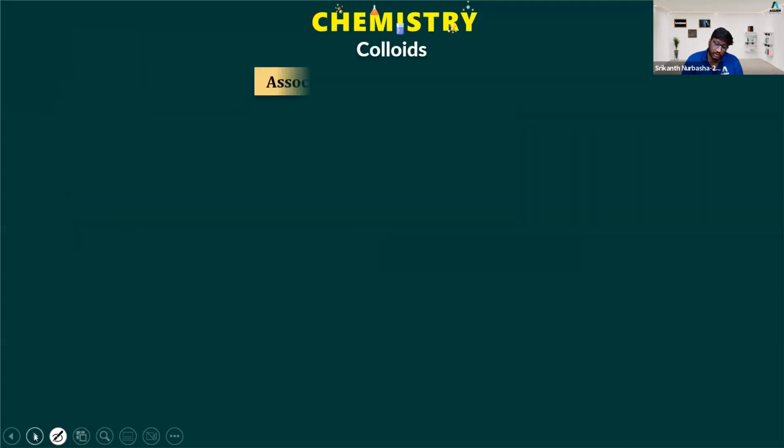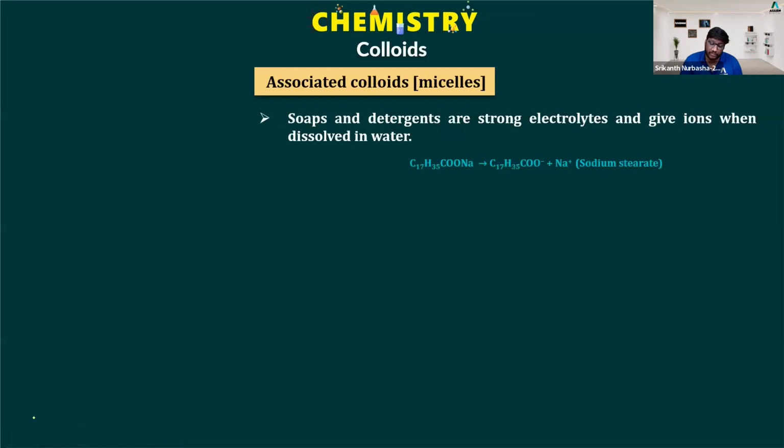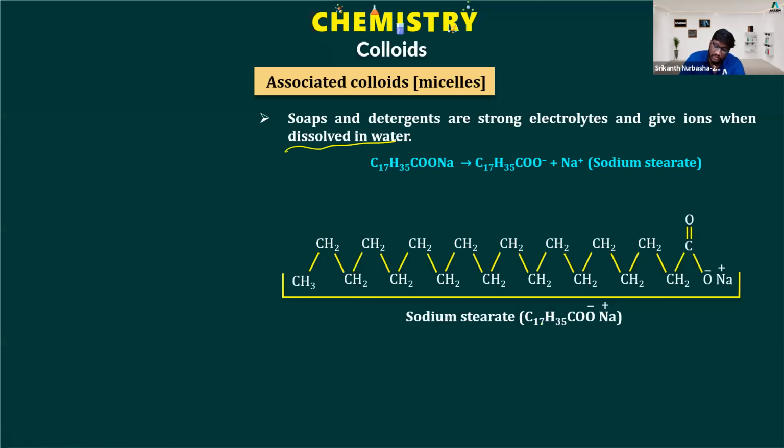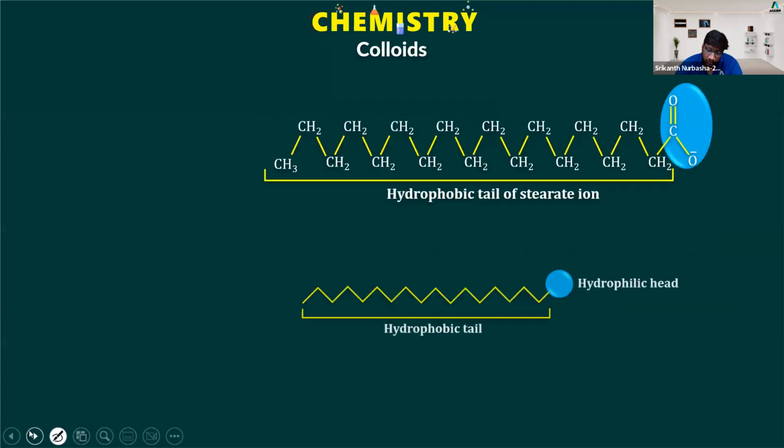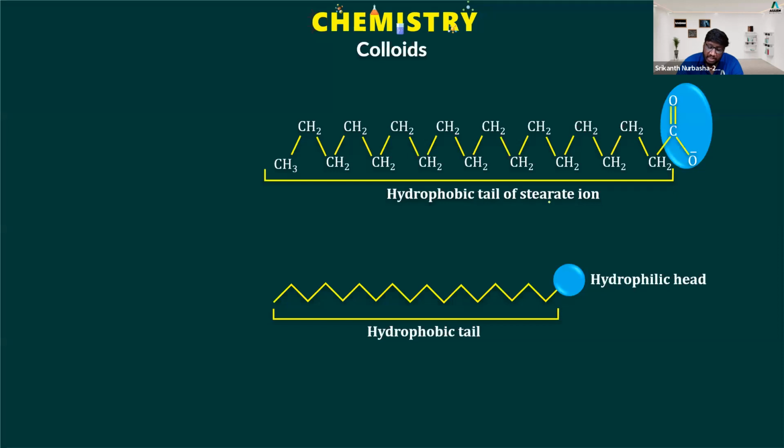Soaps and detergents are associated colloids. They are strong electrolytes and give ions when dissolved in water. C17H35COONa gives C17H35COO minus and Na plus. Look at this sodium stearate: the stearate ion has a hydrophobic tail and a hydrophilic head. This long hydrocarbon chain is the hydrophobic tail, and this polar part is the hydrophilic head.